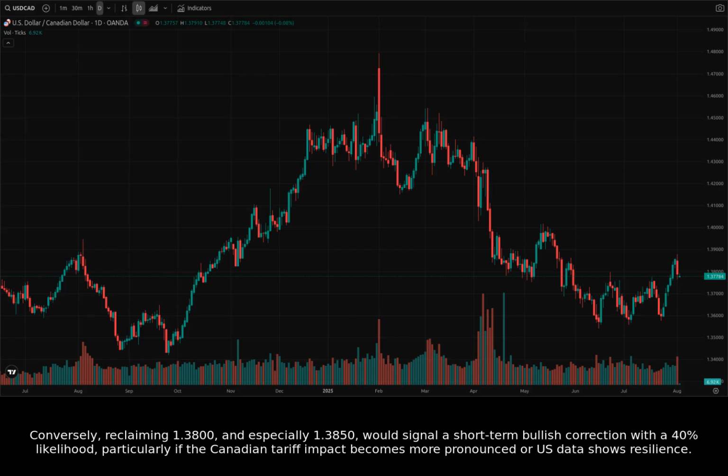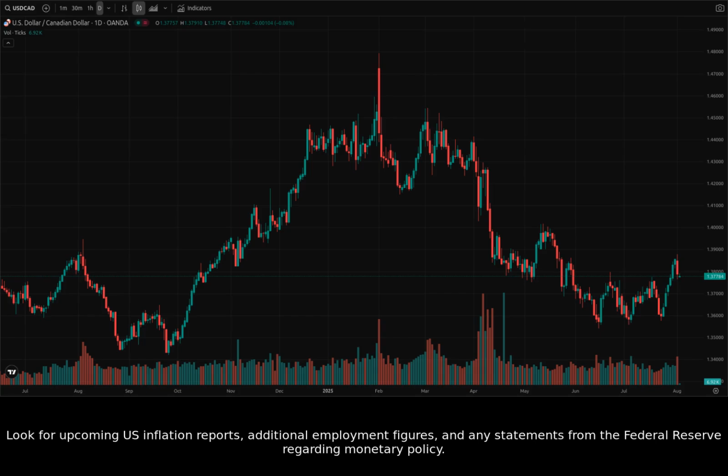particularly if the Canadian tariff impact becomes more pronounced or U.S. data shows resilience. Look for upcoming U.S. inflation reports, additional employment figures, and any statements from the Federal Reserve regarding monetary policy. Also, keep an eye on Canadian economic data and any developments surrounding the tariffs, as these could influence CAD strength.